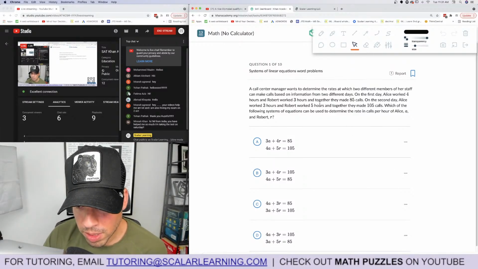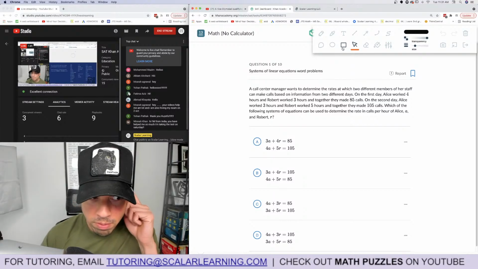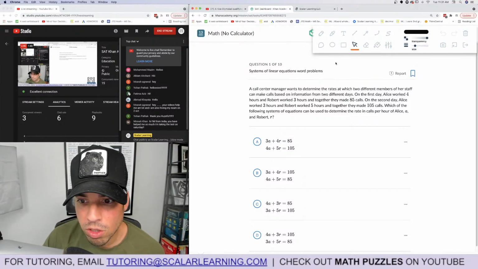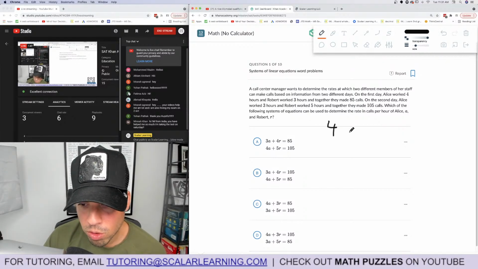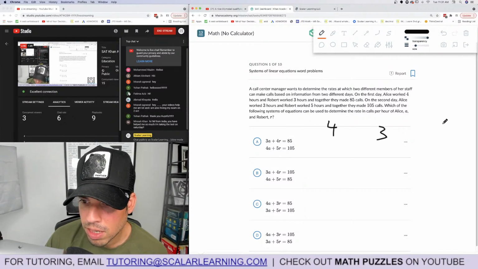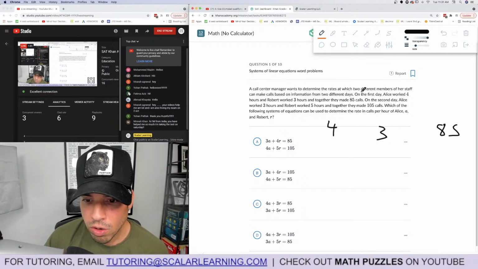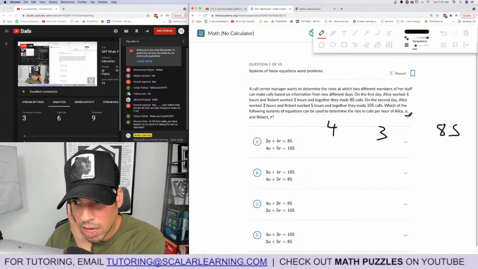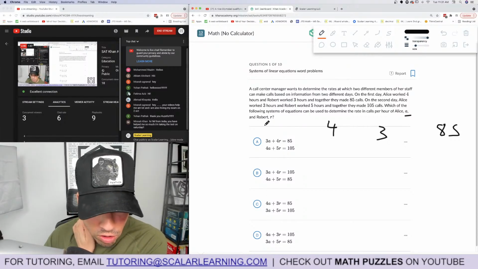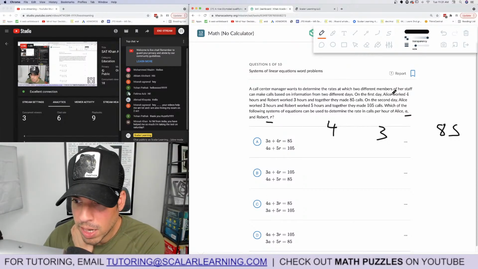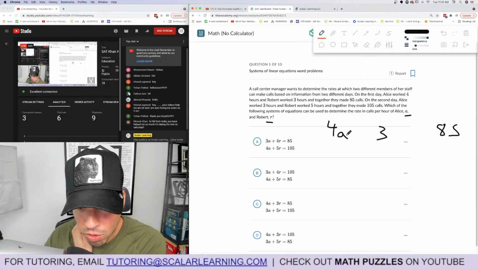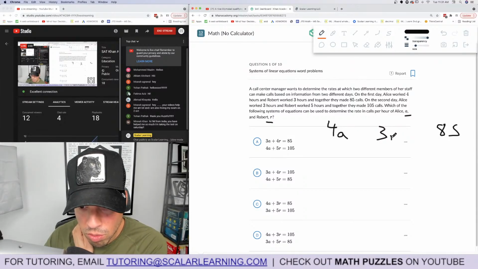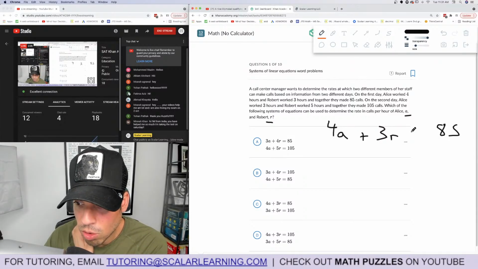A call center manager would determine the rates at which two different members of her staff can make calls based on information from two different days. On the first day, Alice worked 4 hours and Robert worked 3 hours, and together they made 85 calls. Okay, so this is going to be a system of equations, and they're saying Alice is A. And by the way, we're not solving, they're just setting it up. So let me go back. The first day, Alice worked 4 hours, so 4A, and Robert worked 3 hours, that's 3R. And they made a total of 85 calls.